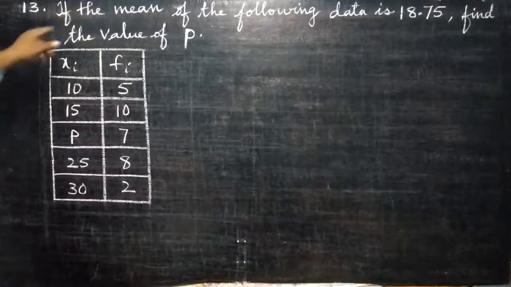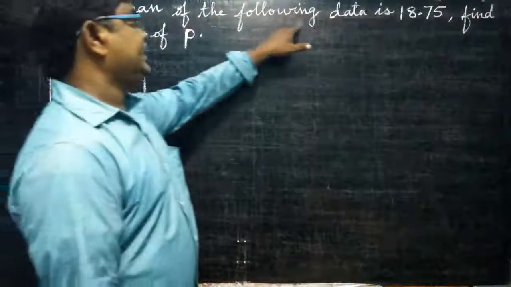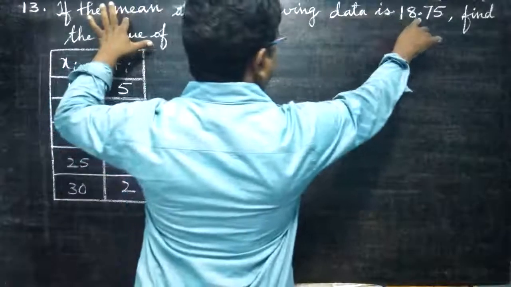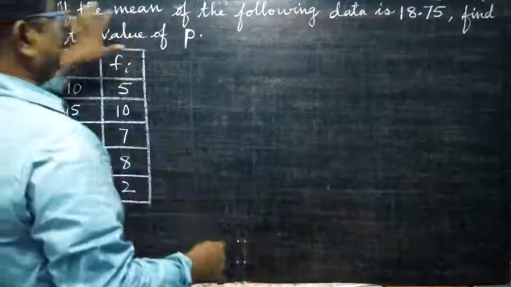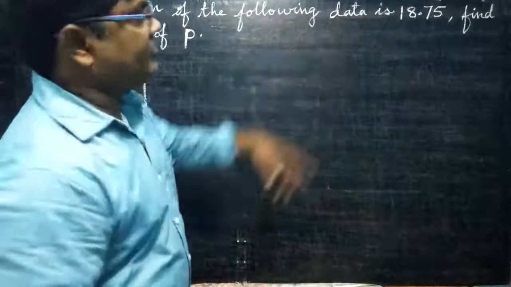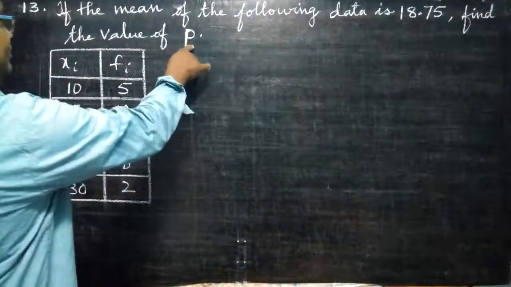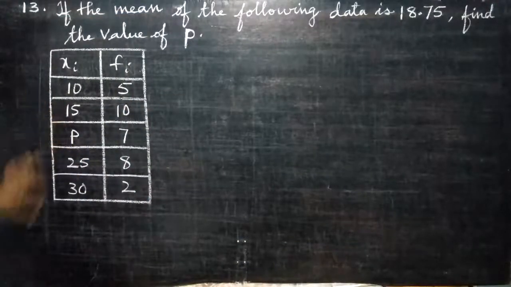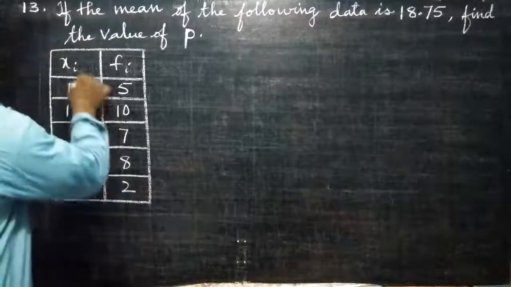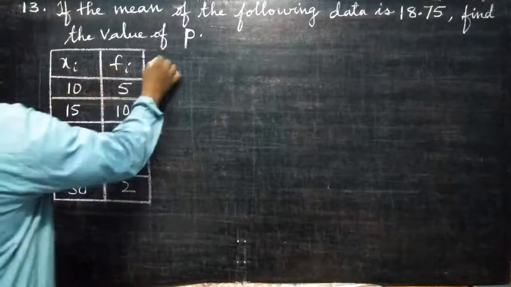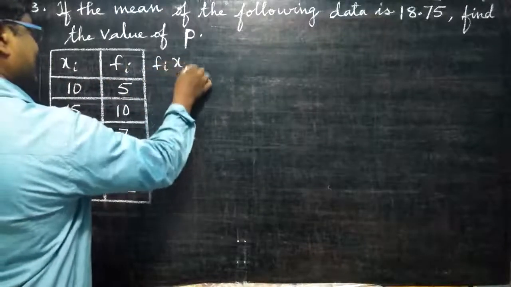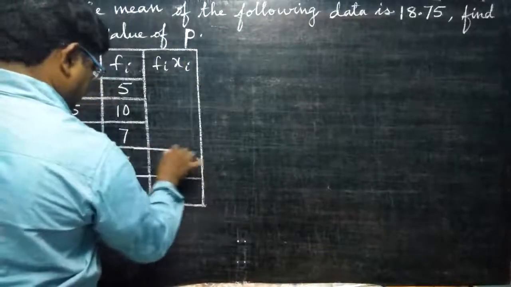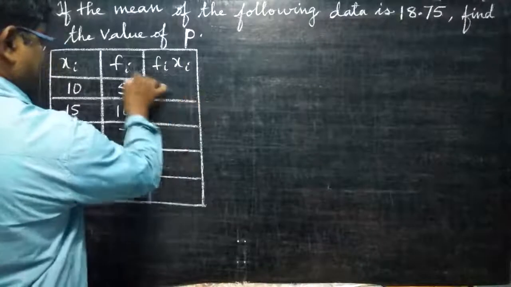Now 13th problem. Find the mean of the following data. If the mean of the following data is 18.75, find the value of P. P is unknown, P is here, unknown. We have to find this missing value. They directly give xi and fi, and the third column is fi into xi. So multiply carefully. Easy, small numbers, you can multiply.